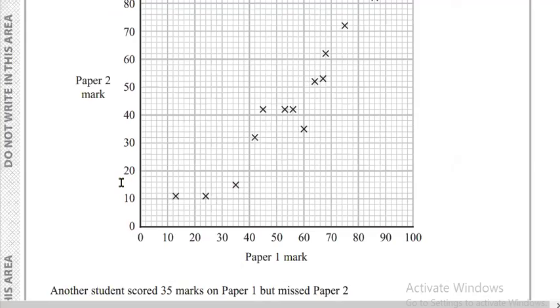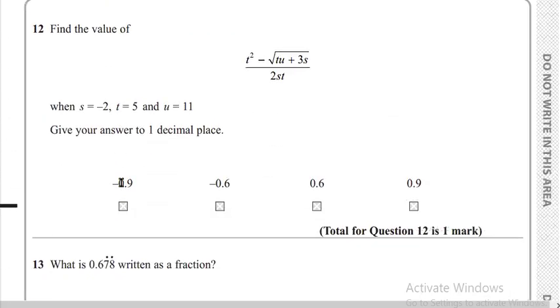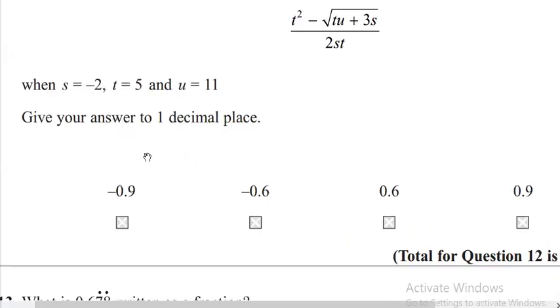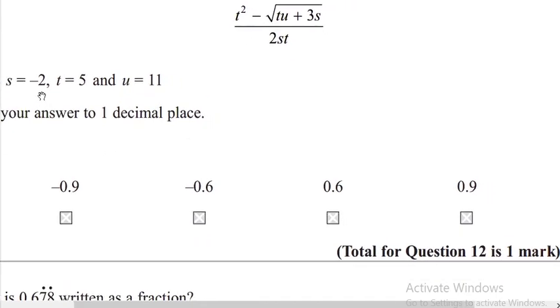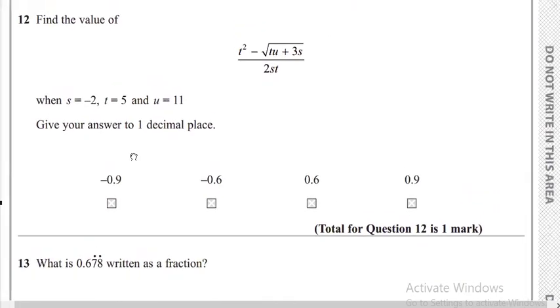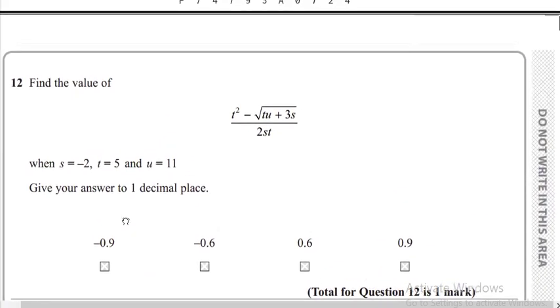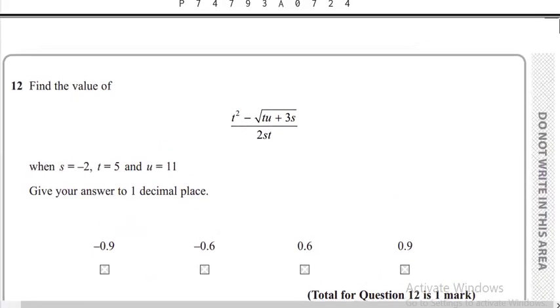Here, let's zoom in. Question 12. Find the value of this when you have s equals -2, t equals 5, and u equals 11. Give your answer to one decimal place. Now, to answer a question like this, first let's zoom in with the options, of course, so we don't zoom out again. We have the values over here, which is s equals -2. Let's use the space on top to answer the question. First thing you do, first let me cover this so I can use it.